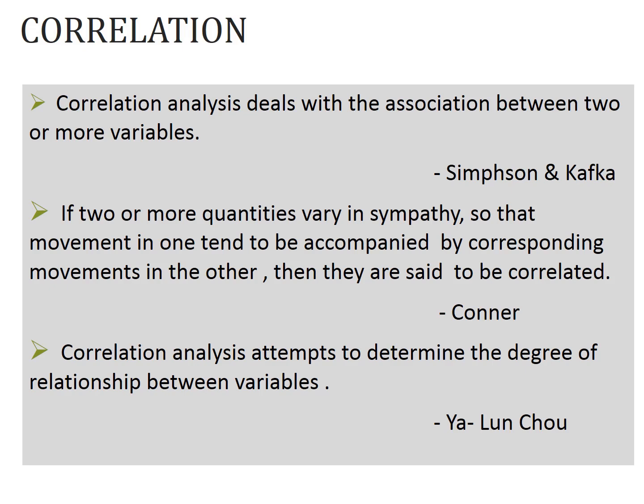So correlation can be defined in several ways. Here we will see three definitions of correlation. First, correlation analysis deals with the association between two or more variables. Second, if two or more quantities vary in sympathy, so that movement in one tends to be accompanied by corresponding movement in the other, then they are said to be correlated. Third, correlation analysis attempts to determine the degree of relationship between variables.